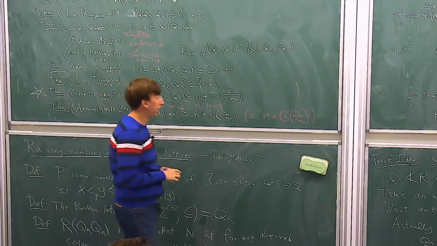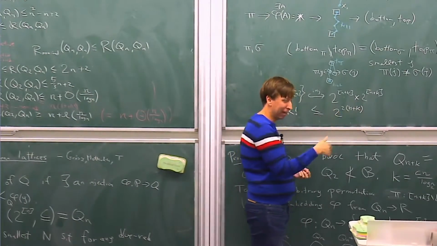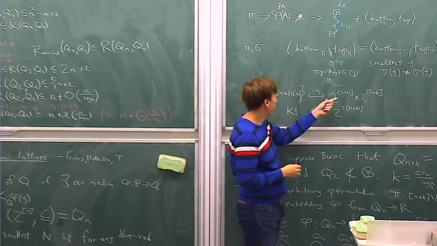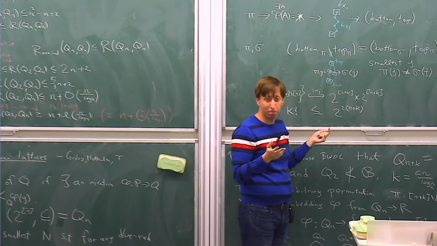So the right-hand side is because of the number of pairs. It's a kind of naive bound, but we're just looking at the bottom being some element of 2 to the n plus k.